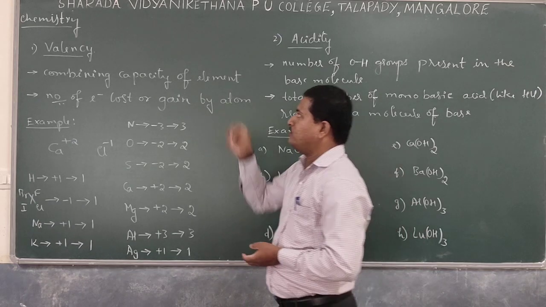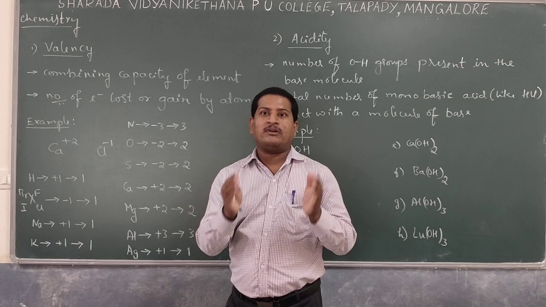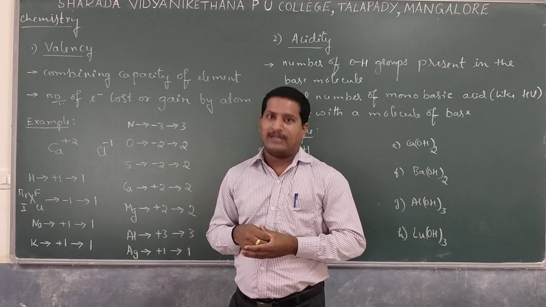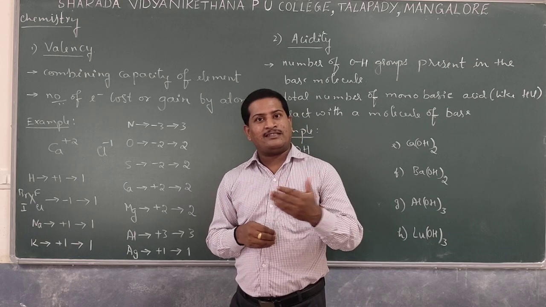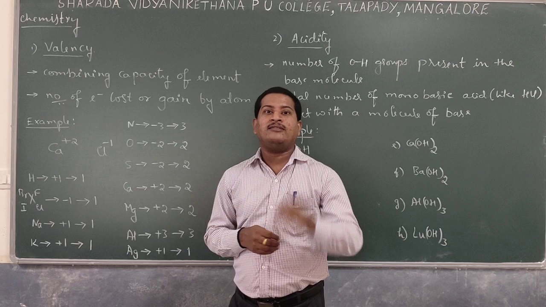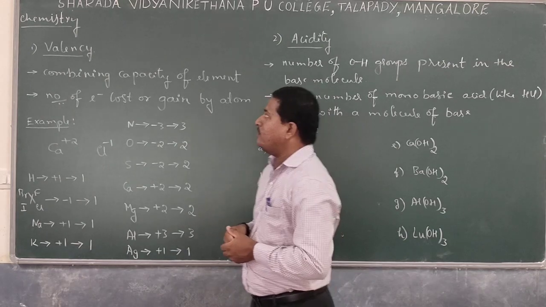Let us say first it is valency. So this valency tells about the combining capacity of a particular element. Combining capacity of an element. And also it tells about the total number of electrons lost and total number of electrons gained by an element. So that comes under the category called valency.